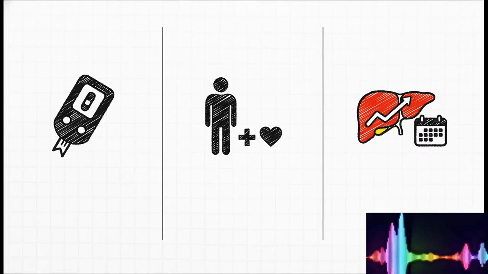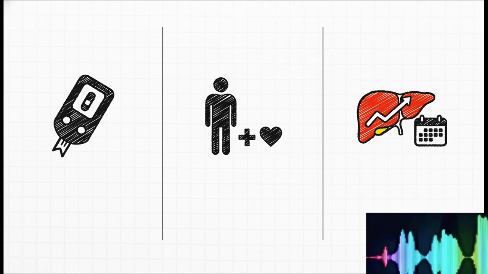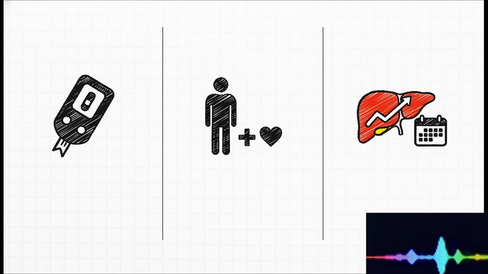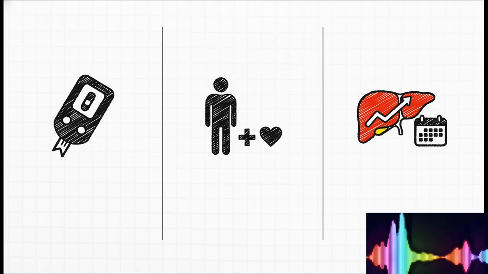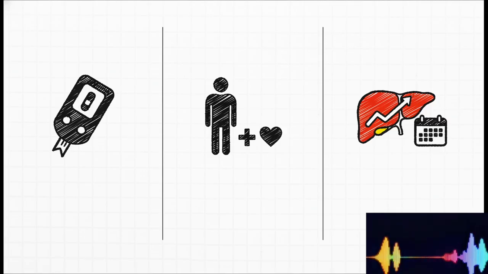Here it is. This is your high-risk MASLD screening checklist. It really comes down to 3 groups. First, any patient with type 2 diabetes, period. Second, patients with obesity who also have at least one other cardiometabolic risk factor, think hypertension or dyslipidemia. And third, anyone who's had persistently high liver enzymes for more than 6 months.